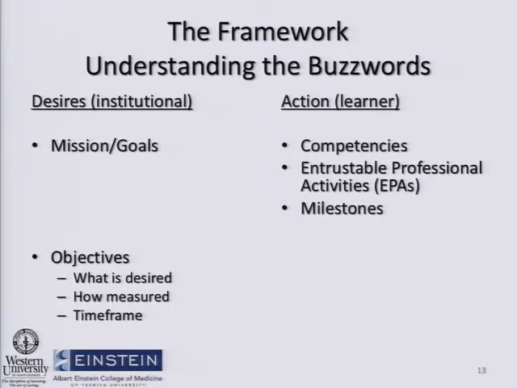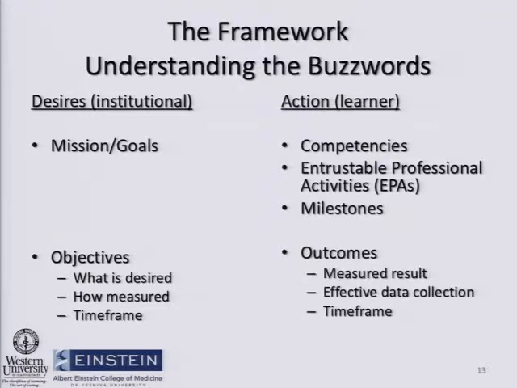And then on the course level, we always tell everyone that, well, we have objectives. And objectives are written so that we can tell what is desired, how we measure them, and the time frame in which these objectives are measured. That's standard terminology. But that has nothing to do with the student. What the student is capable of doing is providing outcomes. And we look at outcomes by measuring a result and showing the effective data collection and the time frame for that data collection. And so what we're really looking at is the learner and what are the expectations of the learner versus those of the institution.